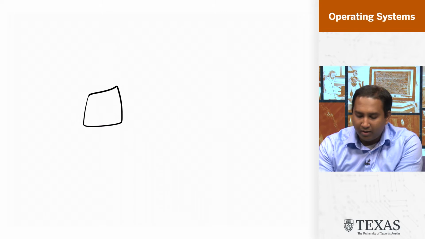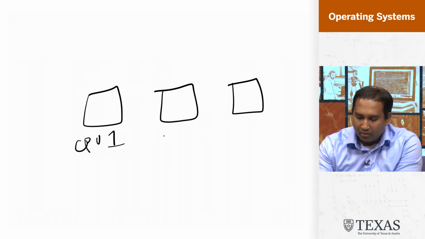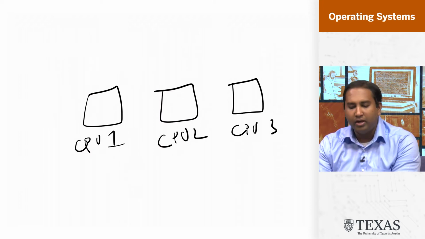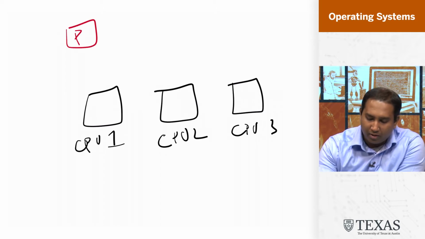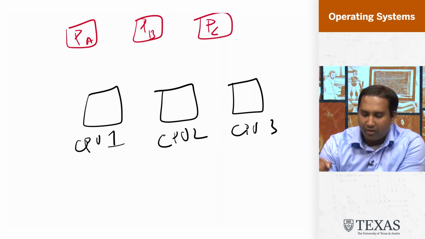Another aspect that we didn't talk about last time when we were looking at scheduling is that we talked about it as if there's only one processor at all points of time. This is not true. Modern laptops and servers definitely have more than one processor. So let's call them CPU 1, CPU 2, and CPU 3, and then let's say you have process A, process B, and process C.